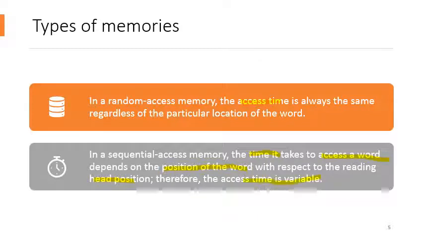So this is the major difference between random access memory and sequential access memory: we have a fixed access time for random access memory, whereas we've got a variable access time for sequential access memory, due to the head position and the locality of that particular word with respect to the head position, which is used to read that particular location.